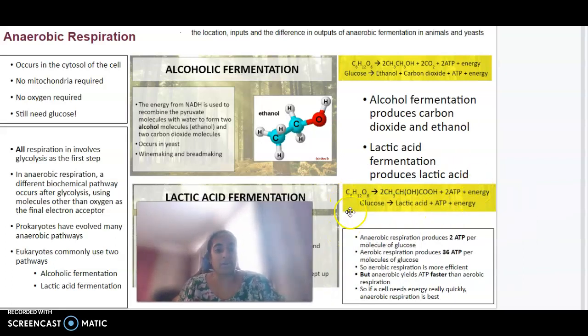And this is the equation that we can write here for that. But overall, anaerobic respiration is going to end up producing 2 ATP per 1 molecule of glucose, whereas aerobic respiration is going to produce 36 ATP per molecule of glucose. So aerobic is definitely much more efficient, but anaerobic yields ATP a lot faster because it's just undergoing that glycolysis. So if a cell really needs energy really quickly, then anaerobic is best, but it's not feasible for the long term.